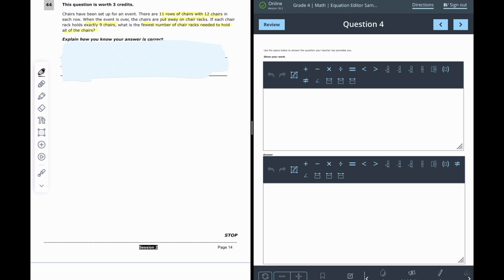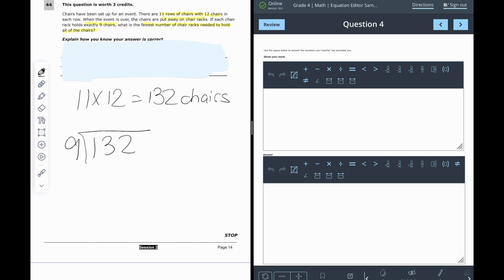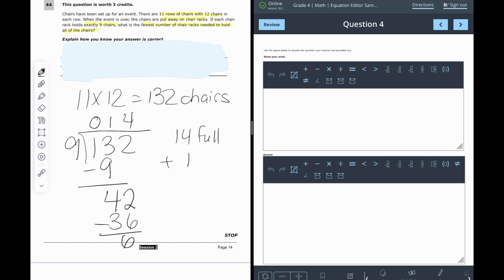Okay, so first I want to figure out how many chairs. So I'm going to do 11 times 12 is 132. That just tells me the chairs. And now I'm going to do 132 divided by 9, because I know that's how I'm putting them away. 9 goes into 42 4 times, and I have 6 left over. So I have 14 full racks plus one more partial. So altogether, I'm going to need 15 racks, but I can't leave any chairs out.